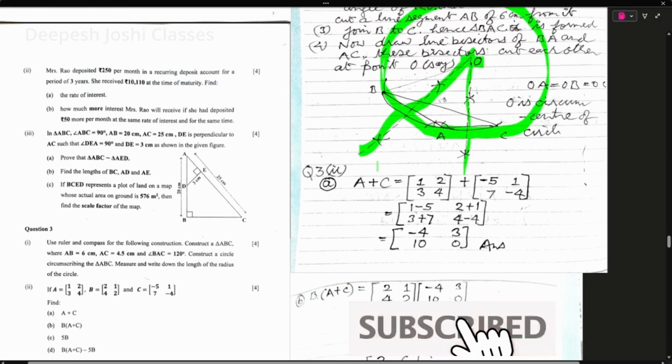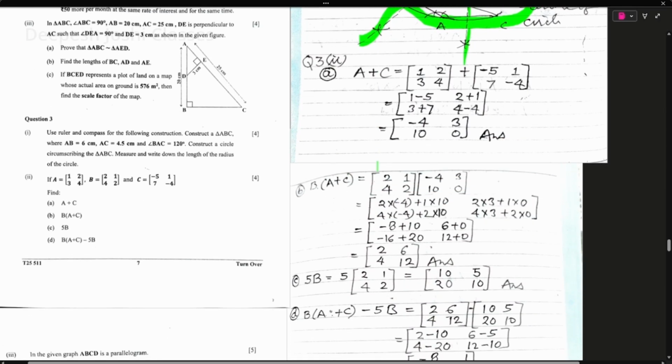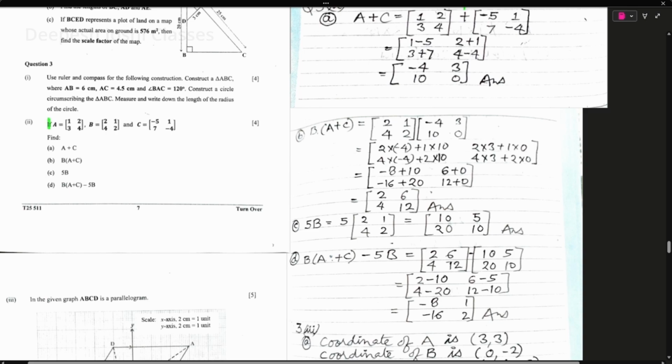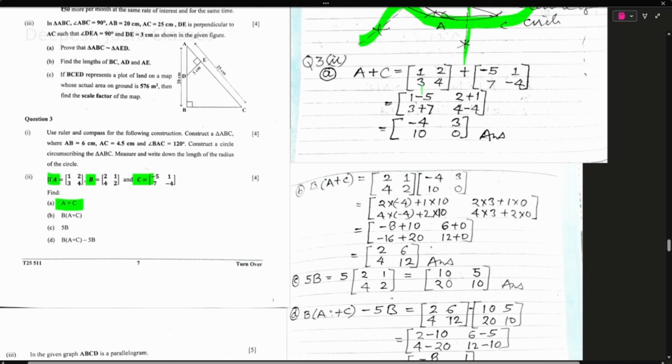In the second part of this question, we have a matrix question. We have been given three matrices of order 2 cross 2. We have to find A plus B. So here is the value of A, here is the value of B. We know the rule: the elements are added with the corresponding elements. So 1 minus 5, minus 4. First row second column, element A12 is added to B12, so 2 plus 1.